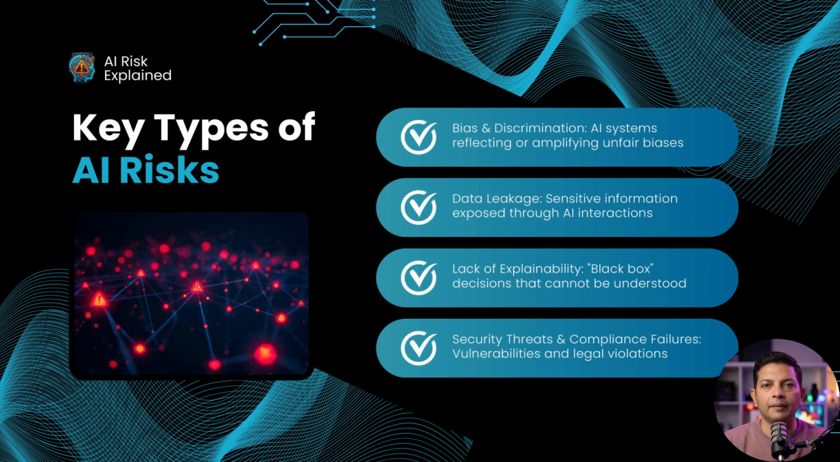Many AI models, particularly complex ones, do not provide clear reasoning for their decisions. This creates challenges when you need to justify outcomes. We also have security risks, such as adversarial attacks where attackers manipulate inputs to trick AI systems. And finally, regulatory risk. Organizations must ensure compliance with evolving laws and standards related to AI. Failing to do so can result in penalties and reputational damage.